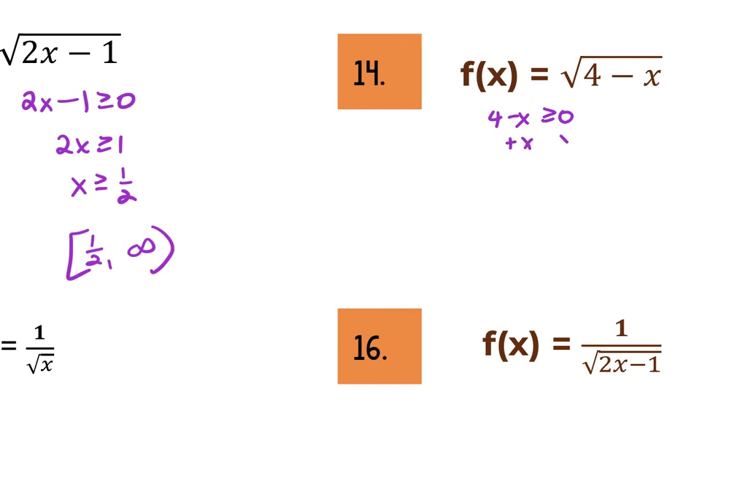If you add, the x is on the other side. So either way, you end up flipping. So it'd be x is less than or equal to 4. So this goes negative infinity up to 4 with a bracket on the 4.